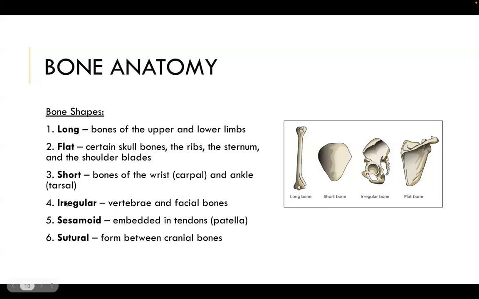These are just oddly shaped bones that allow structures to pass through them, and they provide a source of protection. So this is going to include the spinal bones, facial bones, and hips.